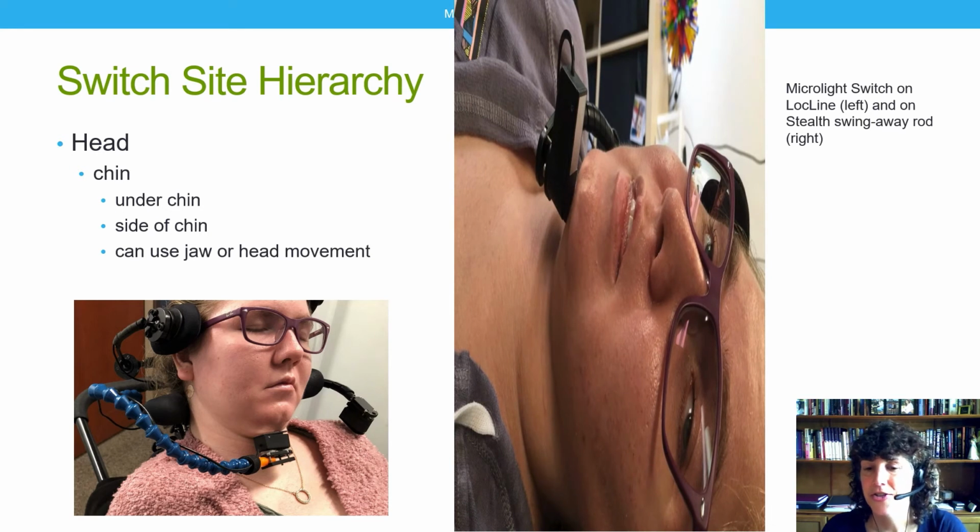means. So that's just a brief video of how Kiana is doing with the switch. Kiana has a brain injury and again has very small movements, not a lot of force, but enough force to activate this very sensitive microlight switch.